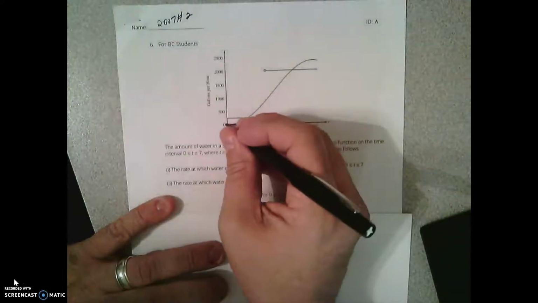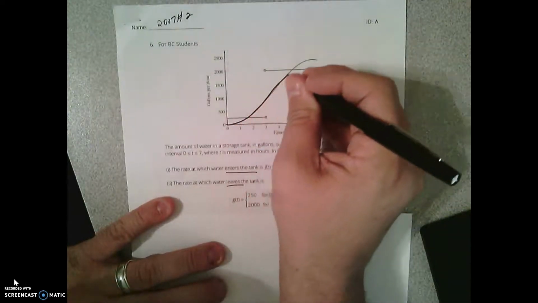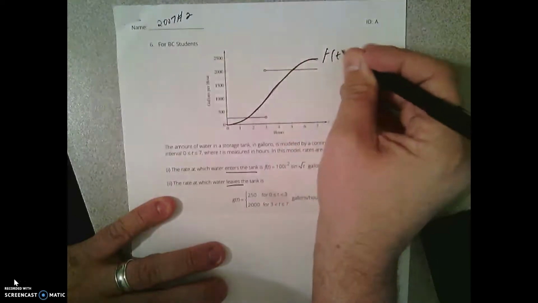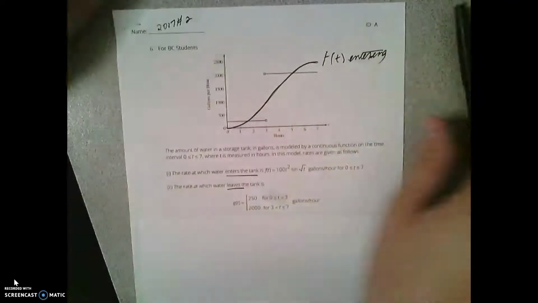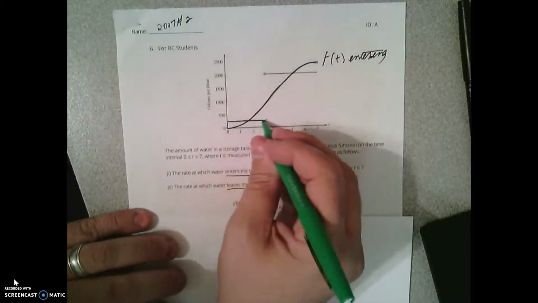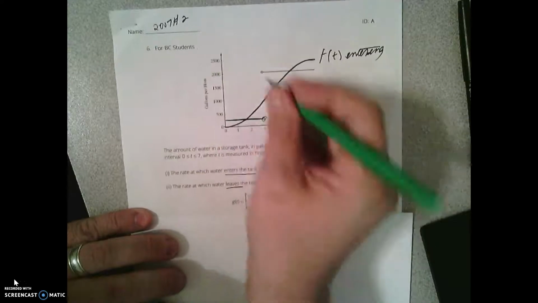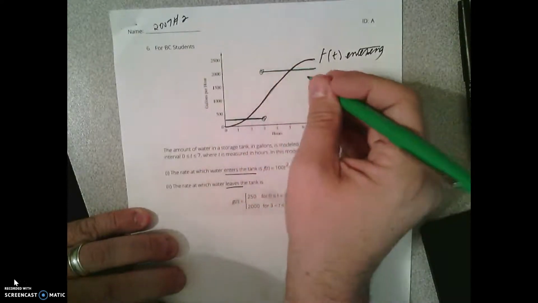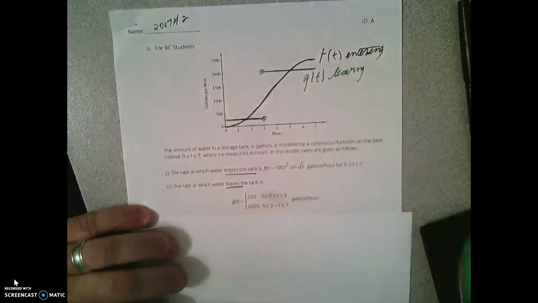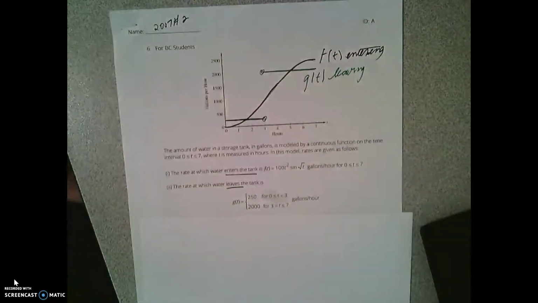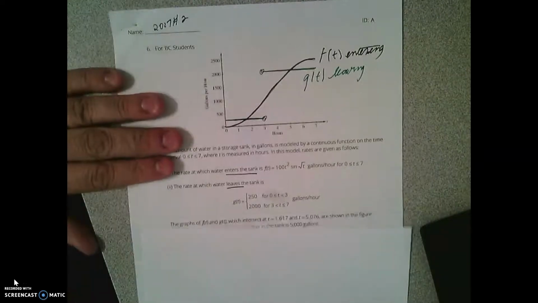I want to color code this. So this graph over here is f(t), and this is water entering. These two pieces over here represent g(t), and this is water leaving the tank. This is a pretty typical question. There are definitely some challenges here, but we've got two rates. We've got water going in, we've got water leaving. Let's see, what else do they tell us?